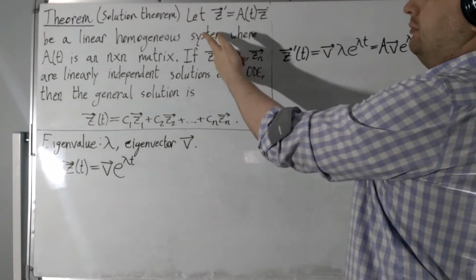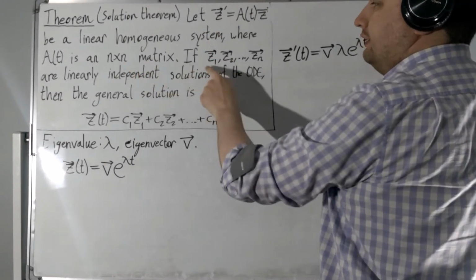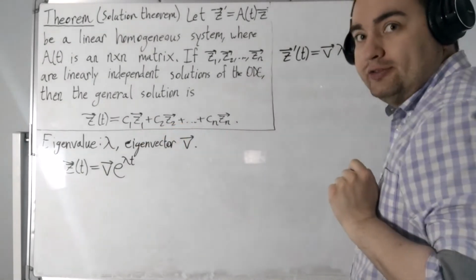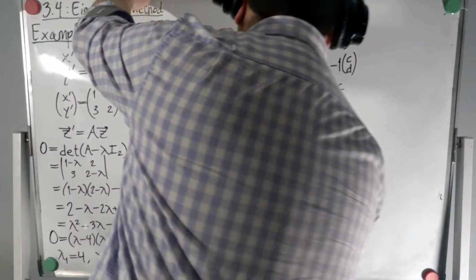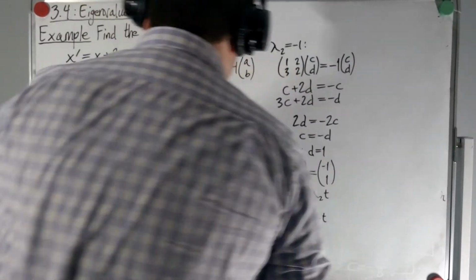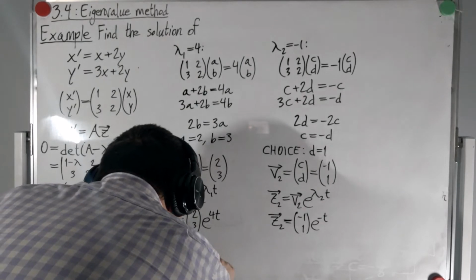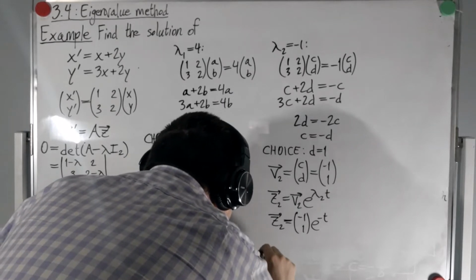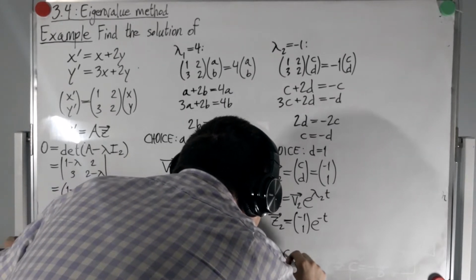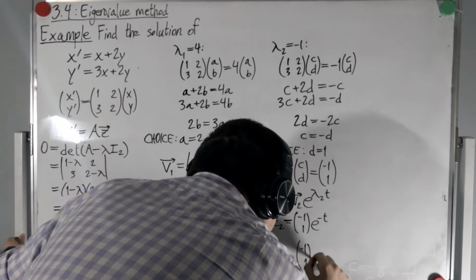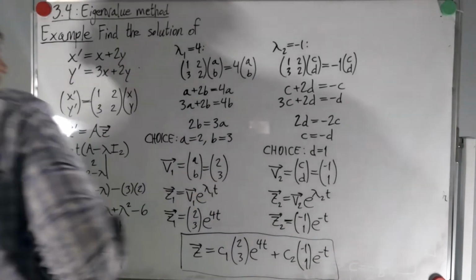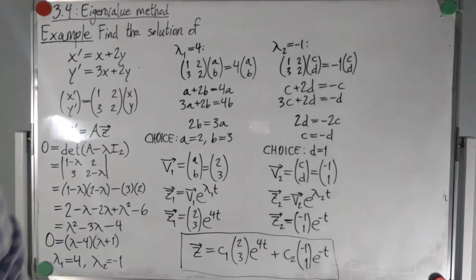So, according to our solution theorem, since we have a 2 by 2 matrix and 2 linearly independent solutions, the general solution is just all the linear combinations of those. So what we get here is z vector equals c1 times 2, 3 e to the 4t plus c2 times negative 1, 1 e to the negative t. And that is at least one way of writing the solution of our system.